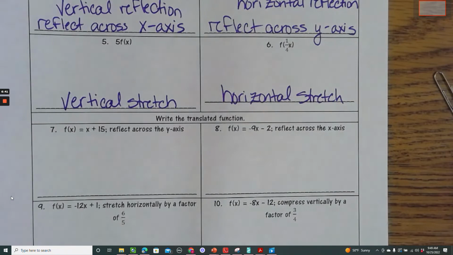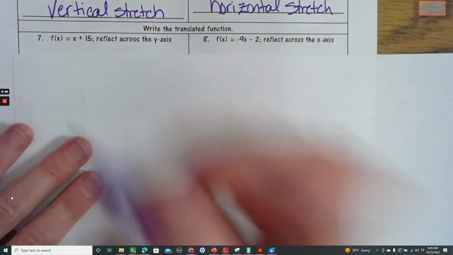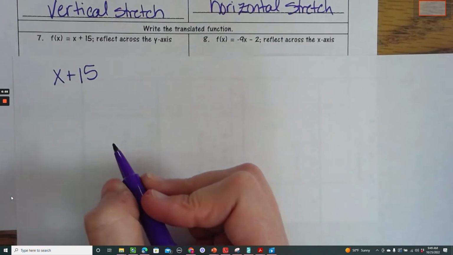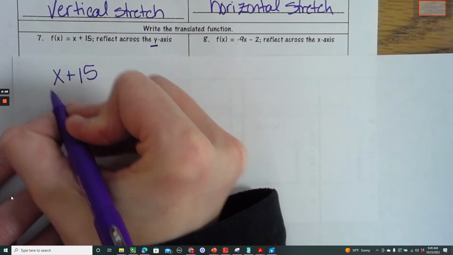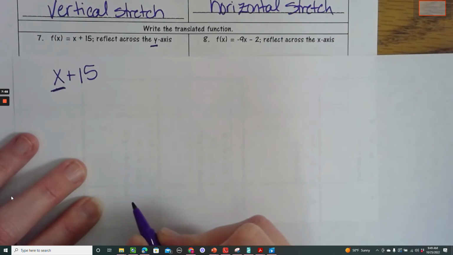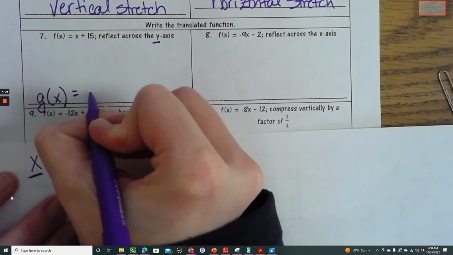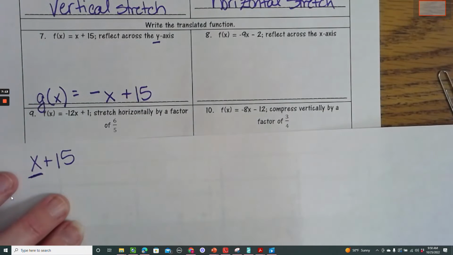All right, so now to actually do it. It says reflect across the y-axis. So we've got x plus 15. If I reflect it across the y-axis, all I'm doing is changing the sign of the x. So this becomes, remember we change it to g of x, the x becomes a negative x, and the 15 stays positive.